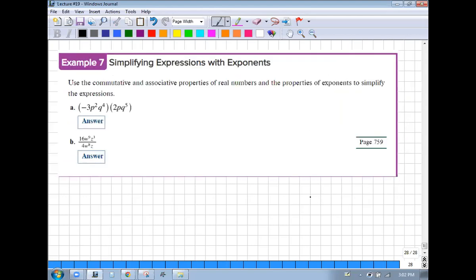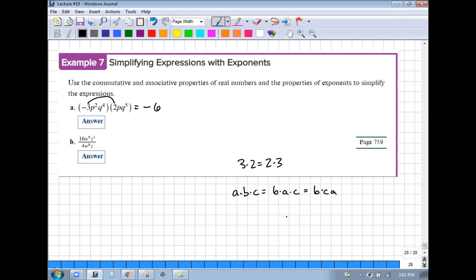All right, use the commutative and associative properties of real numbers to simplify. So we're just multiplying this all together. We have a minus sign here. 3 times 2 is 6. Remember when you're multiplying stuff, right? 3 times 2 is the same thing as 2 times 3. A times B times C is the same thing as a B times an A times a C, or a C times a B times an A.